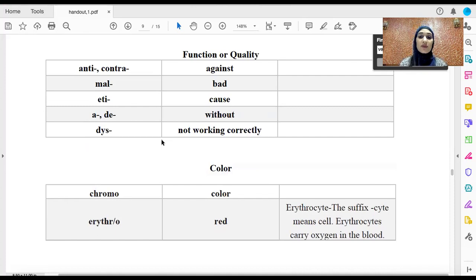You will find prefixes that refer to function or quality. Anti or contra means against. Mal means bad. A or an means without. Dys means not working correctly, like dysfunctional. Dysfunctional means not working correctly.